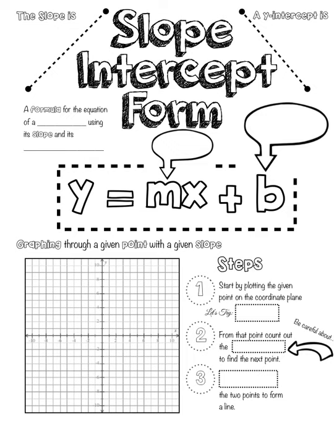The slope-intercept form is a formula for the equation of a line using its slope and its y-intercept. Now let's mark some parts. Y equals mx plus b. M is the slope. Whatever the number is in front of the x is the slope. And b is the y-intercept. The y-intercept is where the line crosses the y-axis.